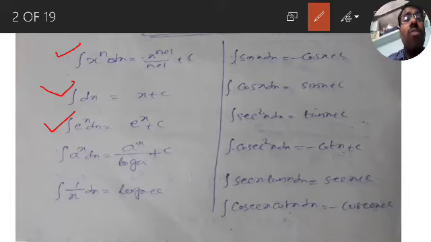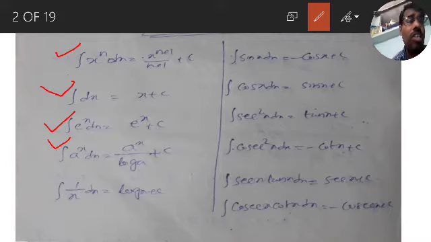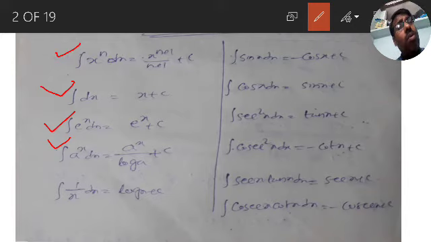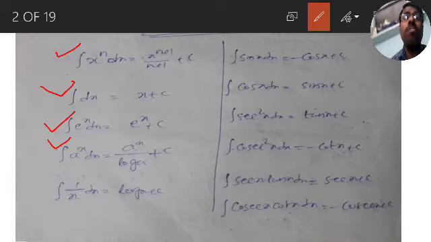Integration of a power of x dx is a power of x by log a. In differentiation, what do we get? Derivative of a power of x is a power of x into log a. Now in integration, integration of a power of x dx is a power of x by log a plus c. Now derivative of log x is 1 by x, therefore integration of 1 by x is log x plus c.